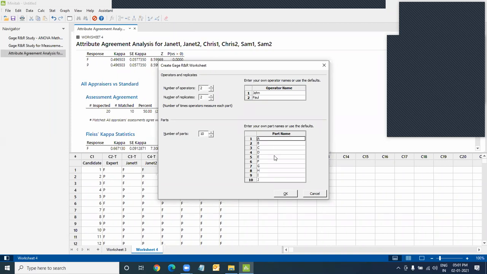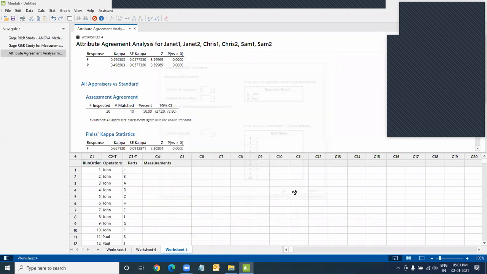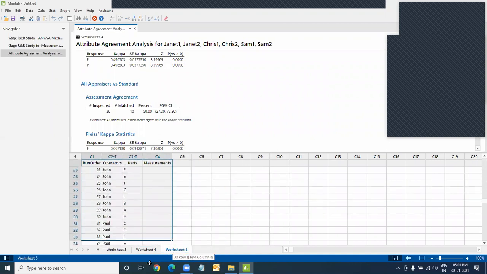So different parts need to be assessed. Two operators, two times they will replicate. John, Paul, just create. See, this is the sheet that you can give to your team, who will be required to fill in this sheet. You just print this sheet. John needs to assess this part, measured, and this has been randomized.